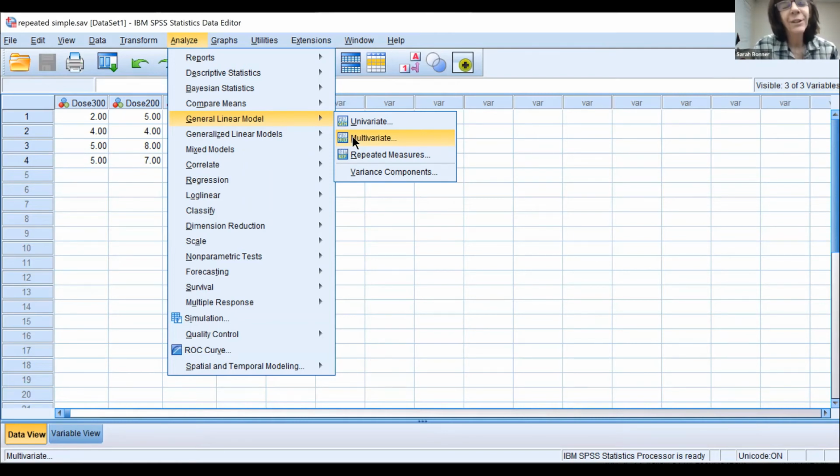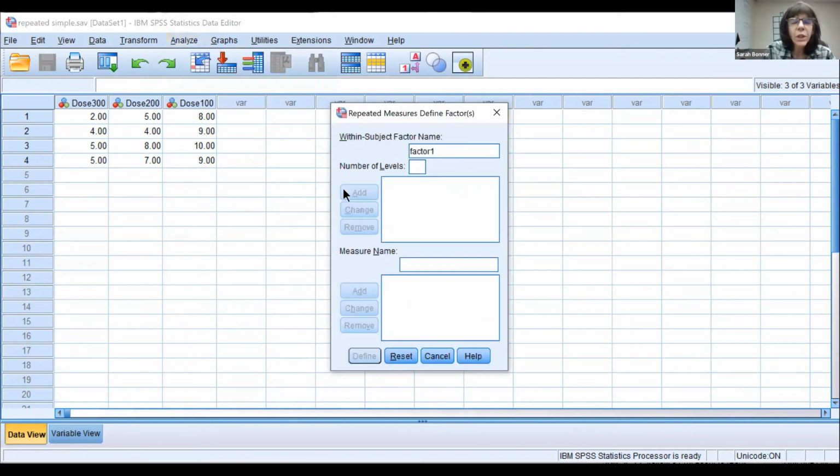We're not going to go to multivariate. We're going to go to repeated measures. Repeated measures is what you use when you have repeated measures. Multivariate is for multiple dependent variables, but it is a more complex kind of design that makes different assumptions. So we're going to go to repeated measures, which is a specific option.